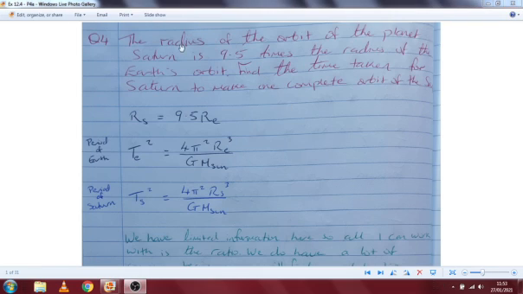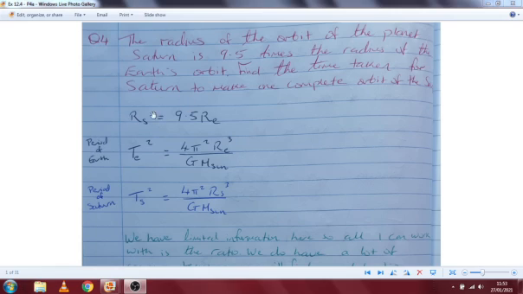Question 4 tells us the radius of orbit of the planet Saturn is 9.5 times the radius of the Earth's orbit. Find the time taken for Saturn to make one complete orbit of the Sun. Again, anytime you get these ratio questions, so 9.5 times something else, that is a clue that A, it's going to be a bit more difficult, and B, that you're going to need to let one thing equal the other, or write one thing in terms of the other. So in this question, we stick with ratios, and it makes life a little bit complicated, but I'll talk you through it as best I can.